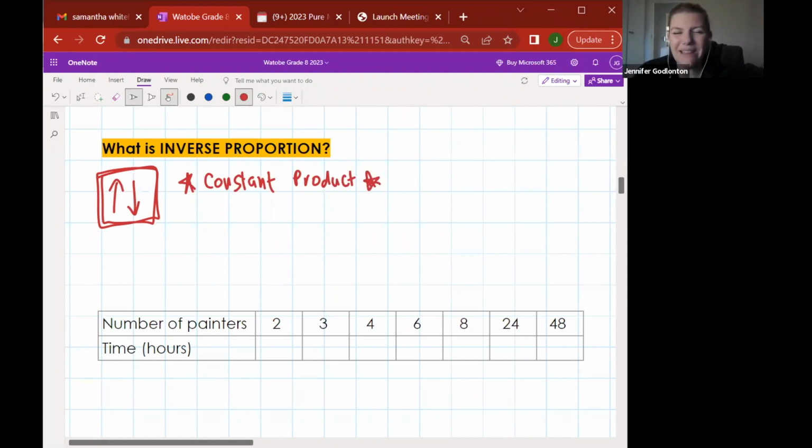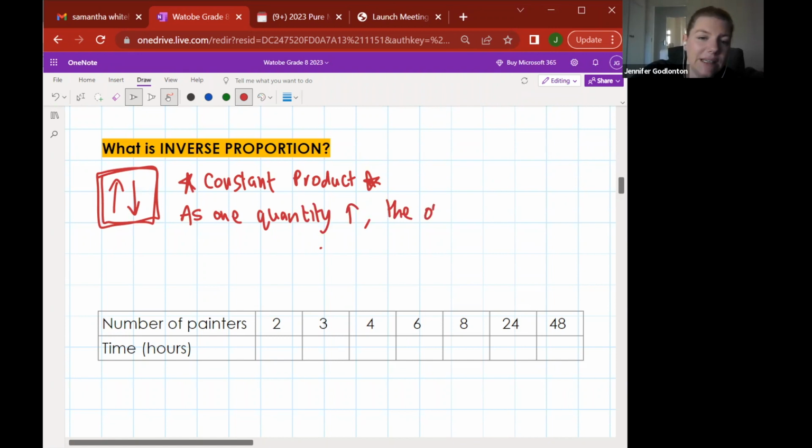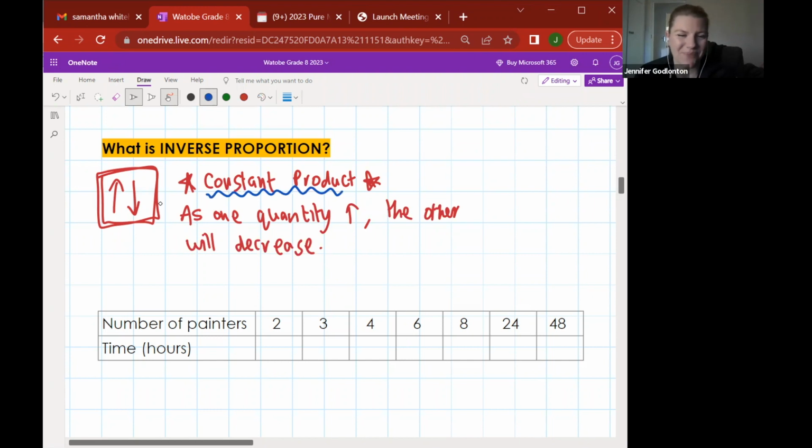Okay. And so when we think about inverse proportion, I want you to think that as one quantity gets more, the other quantity will get less. So as one variable increases, the other will decrease. And that's really just a long sentence for what I've drawn there in my little block with my arrows. One is going up, the other will come down. And we're going to be talking about something called a constant product.